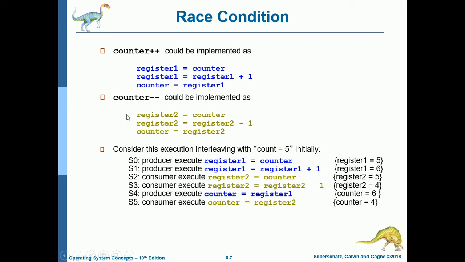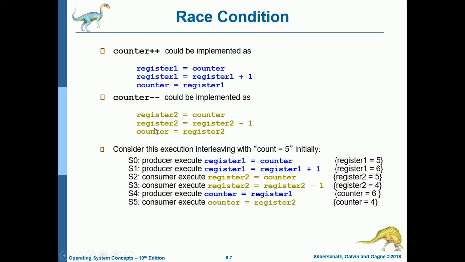So this is for the producer, and this is for the consumer, where we decrement the counter. It could be implemented just the same as this one, only that the producer uses register1 while the consumer uses register2. So again, the value of counter will be stored in register2. Then register2 will be updated by decrementing the value by 1. So register2 minus 1 will be stored in register2, and the value of register2 will be stored in counter.